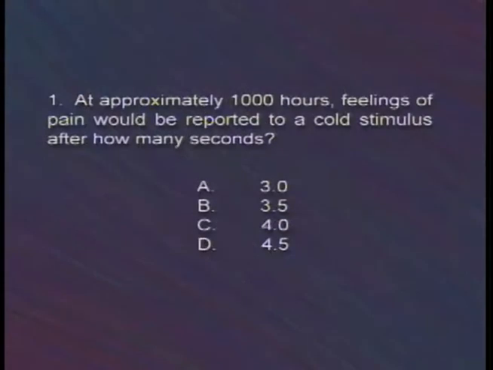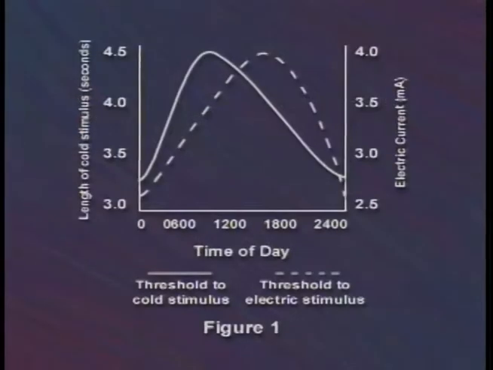Question 1. At approximately 1,000 hours, feelings of pain would be reported to a cold stimulus after how many seconds? This question is asking us to find information from the figures. We want to use Figure 1. Find 1,000 hours on the x-axis and then use the solid line which corresponds to the threshold for a cold stimulus. Read the number of seconds off the left side axis. At 1,000 hours, feelings of pain would be reported after about 4.5 seconds. The correct answer is D.